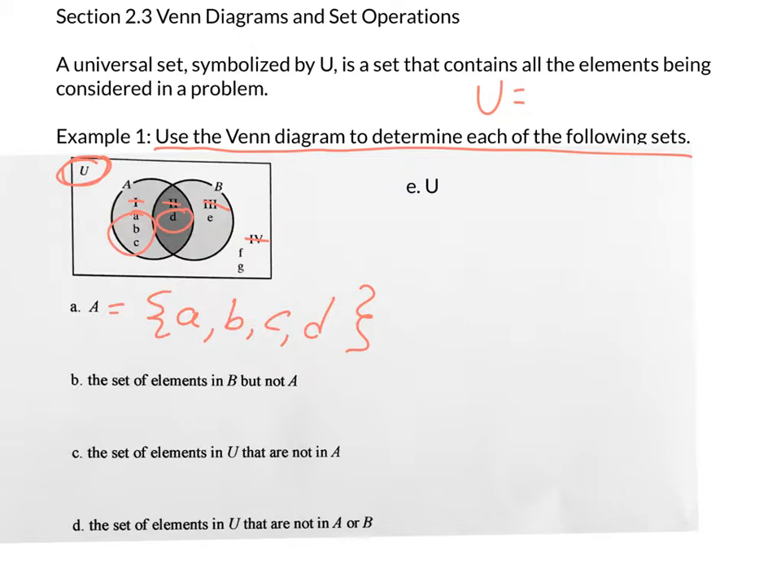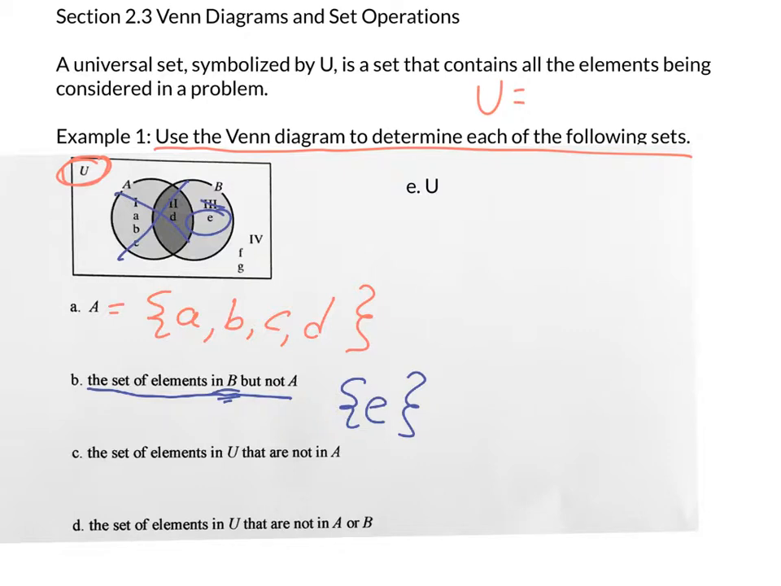Now looking at B. Part B says the set of elements that are in B but not A. I don't want A, it says but not A, so let's get rid of A. Now what's left in circle B? Now that I got rid of A, the only thing left in circle B is that little e. So put the little e inside those set brackets. That's the final answer, the set of e.